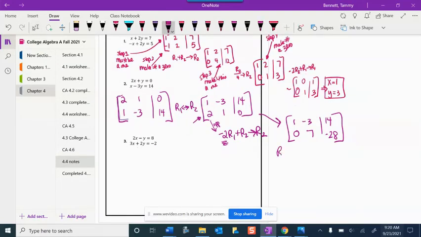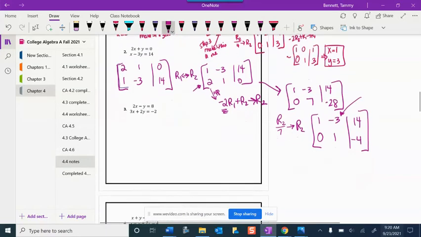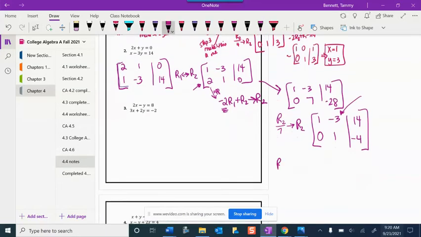So I'm going to take row 2 divided by 7 becomes row 2. So first row stays the same. Bottom row becomes 0, 1, and -4. Next goal is to make this -3 a 0. So I'm going to take 3 times row 2, so it's the opposite of -3, plus row 1 gives me row 1.